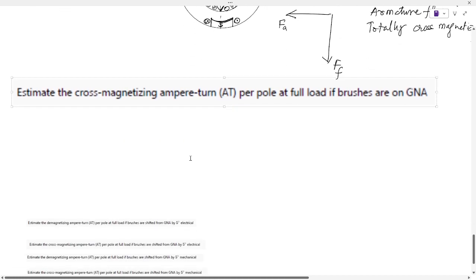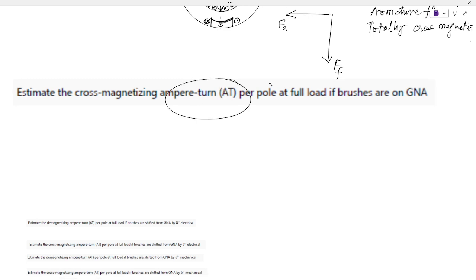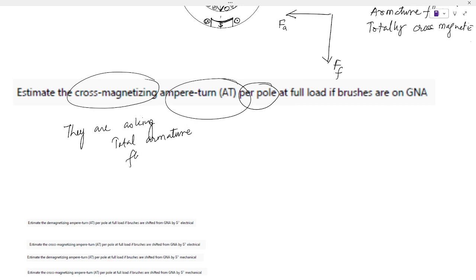What is cross magnetizing ampere turn? First, ampere turn per pole, cross magnetizing. That means they are asking for the total armature flux, because there is no shift in the brush. They are told that brushes are still on the GNA. There is no shift in the brush. So how will you calculate?